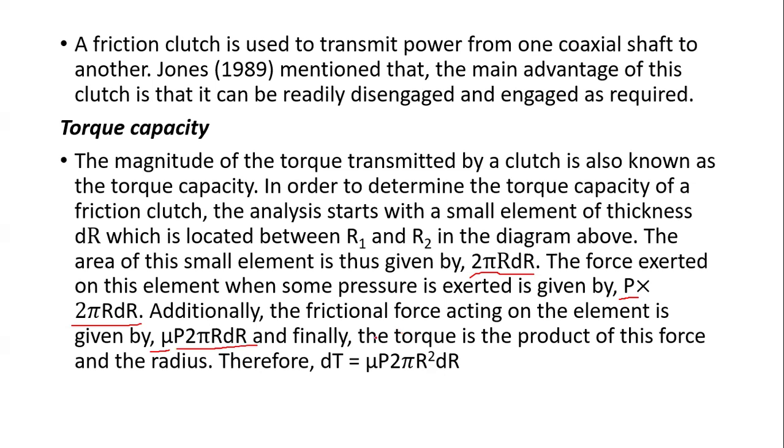What about the torque? If you're looking for the torque, it means you multiply force, the friction force, by the radius. So the whole of this expression multiplied by the radius, meaning that everything will remain the same, but this r will end up having power 2. So the torque acting on the elemental area therefore becomes mu p 2 pi r squared dr. This is the torque acting on the elemental area.